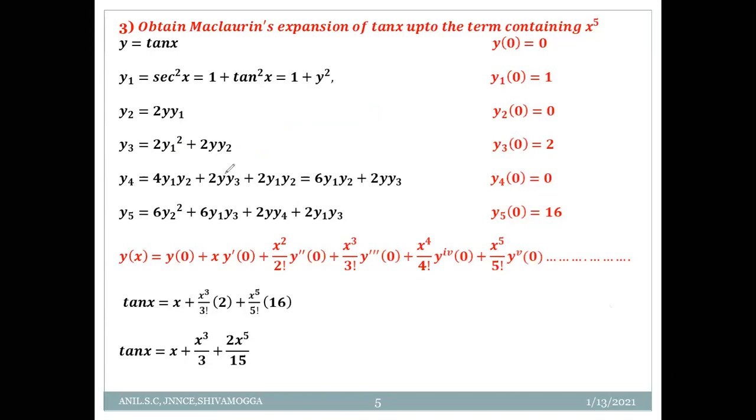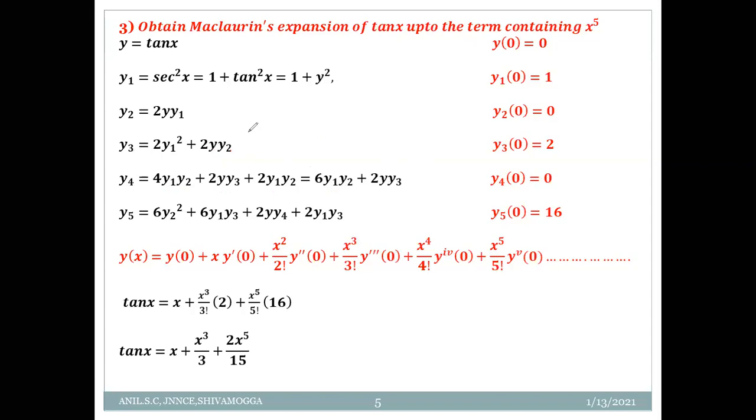Plus derivative of 2y into y2. 2y is first function, keep it as it is. Derivative of y2 is y3. First function 2y into derivative of y2 is y3 plus y2 into derivative of 2y is 2y1. Therefore, 2y y3 plus 2 into y1 y2 this term. Collectively, this can be written as 4y1 y2 plus 2y1 y2 is 6y1 y2 plus 2y into y3. This is fourth derivative.